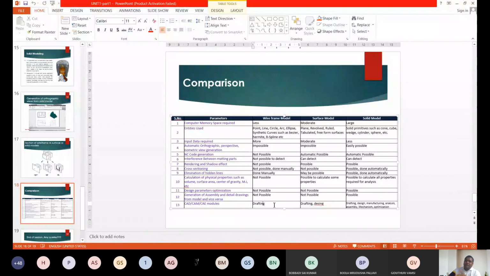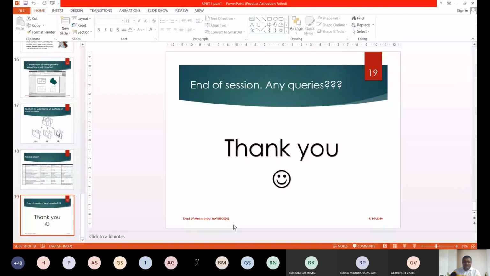but whereas with the wireframe model, drafting is possible. As I told you, AutoCAD, all of it is drafting, right? In drafting we use only 2D curves. All your drawings are basically 2D curves, which are nothing but wireframe model. So if your requirement is purely drafting, then the wireframe model is sufficient. On top of that, there is surface design. If your requirement is surface design as well as drafting, then you can go with the surface model. If your requirement is to do all varieties of modules, then go with the solid model.